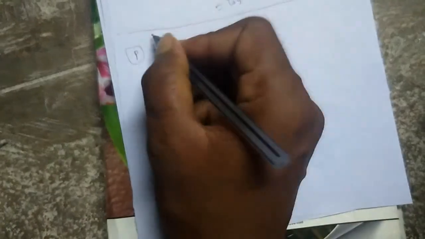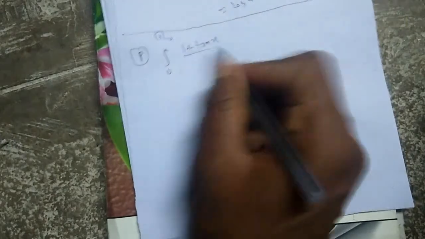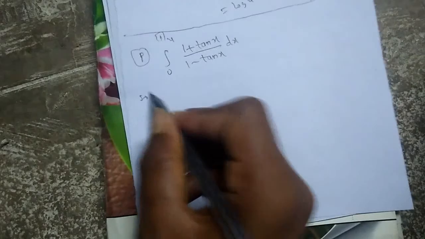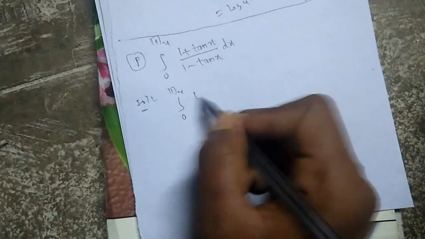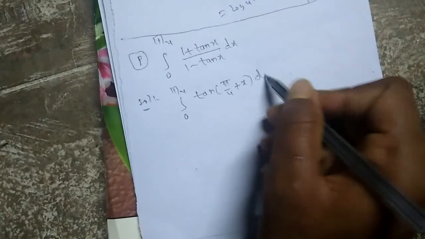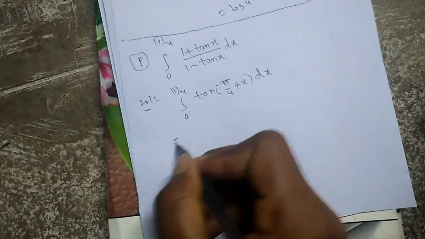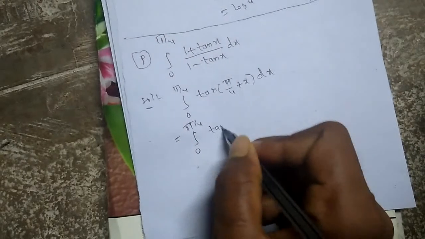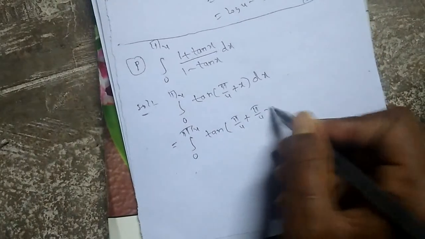Our next problem is the integral from 0 to pi by 4 of (1 plus tan x) by (1 minus tan x) dx. This value is tan of (pi by 4 plus x). This is also equal to tan of pi by 4 plus, in place of x we write pi by 4 minus x.